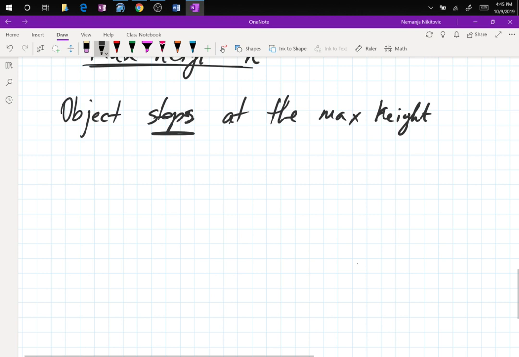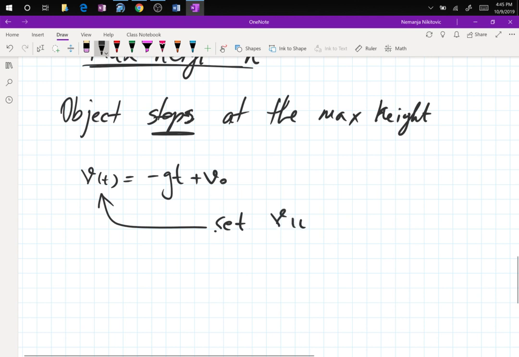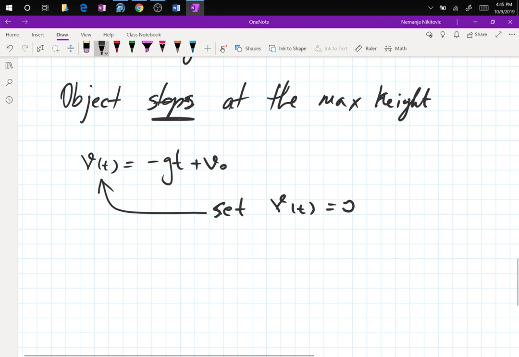So that means that I can use the formula velocity in time is equal to negative gt plus v0, and I can set v of t to be 0. Because the object stopped, right? The object stopped. And because the object stopped, I can say it has a 0 velocity.